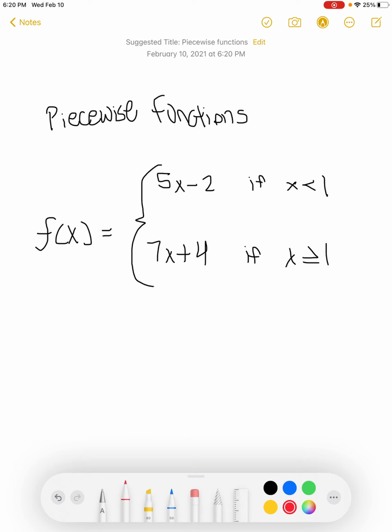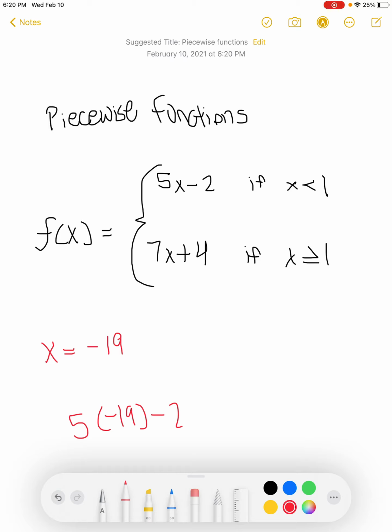Let's look at another example. So now let's say x is negative 19. That's less than 1, so we use this one this time. So we plug in negative 19.